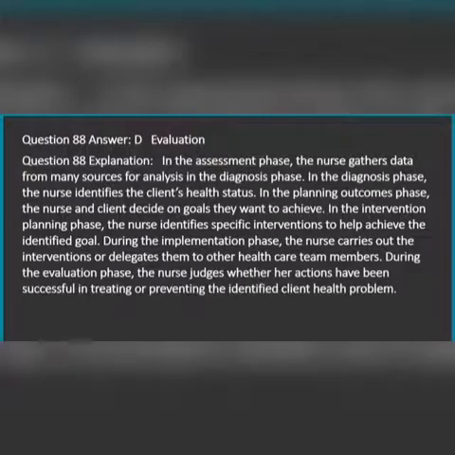Question 88 Explanation: In the assessment phase, the nurse gathers data from many sources for analysis in the diagnosis phase. In the diagnosis phase, the nurse identifies the client's health status. In the planning outcomes phase, the nurse and client decide on goals they want to achieve. In the intervention planning phase, the nurse identifies specific interventions to help achieve the identified goal. During the implementation phase, the nurse carries out the interventions or delegates them to other healthcare team members.